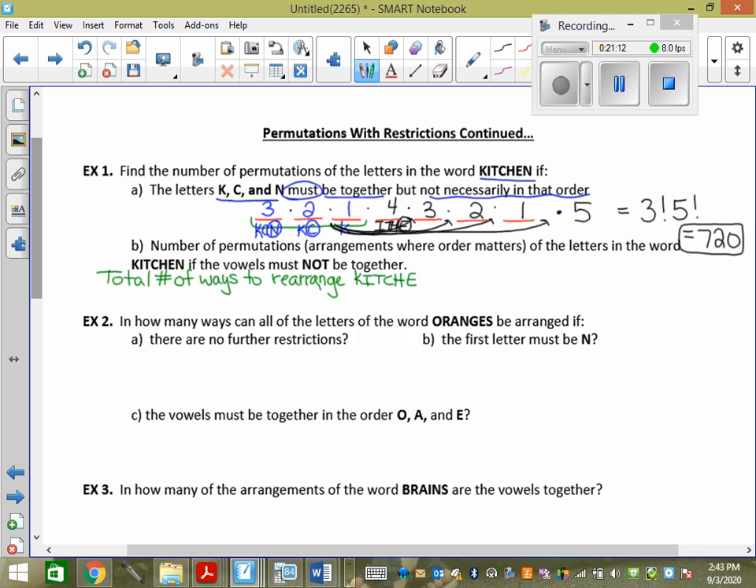Kitchen has how many letters? 7. So I have 7 blanks, and I would go 7 times 6 times 5 times 4 times 3 times 2 times 1 blast off. So what could I represent that as? 7 factorial. So the number of ways I can rearrange kitchen is 7 factorial.